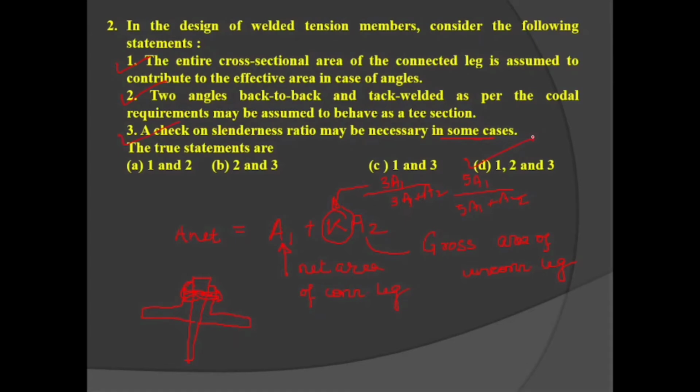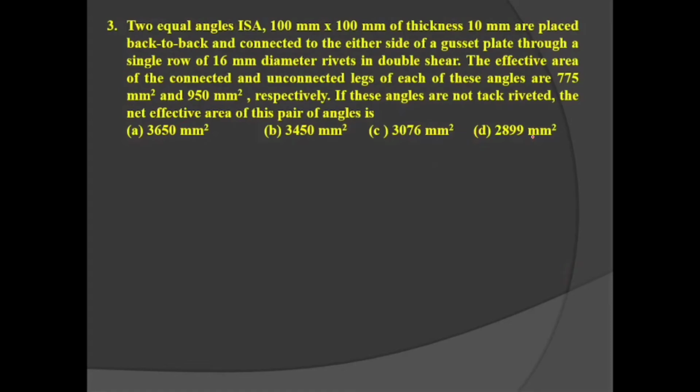Okay, now our question number 3. Two angles, 100 mm by 100 mm ISA, thickness 10 mm, are placed back to back and connected to either side of the gusset plate through a single row of 16 mm diameter rivets. So here, basically, the area of the connected leg, and the rivets are subject to double shear. What is the meaning of this?